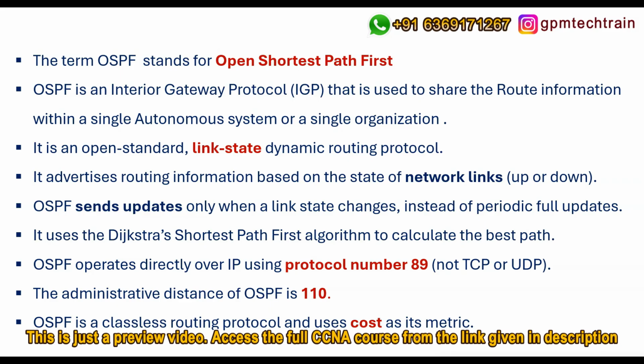If you compare the metrics of other protocols, RIP uses hop count as its metric. EIGRP uses bandwidth and delay as the metric, whereas in OSPF, cost is the metric. And very importantly, as this is just an introduction video, I'm just giving a basic introduction about OSPF. We'll be exploring each and every feature in more detail in the upcoming videos.